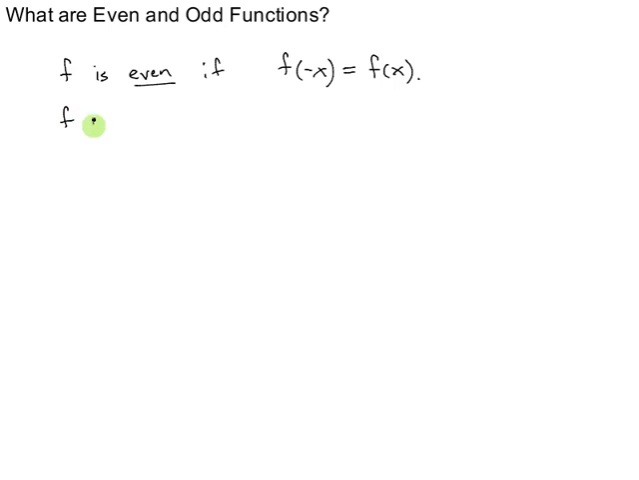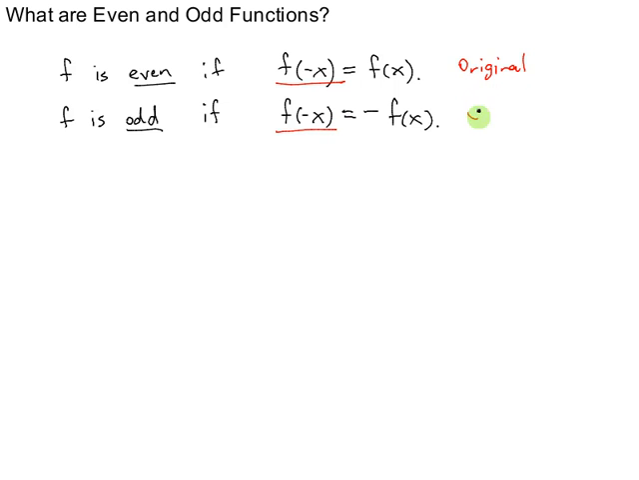f is an odd function, and these are not like even and odd numbers, okay? These definitions apply to functions. f is odd if, when you plug in negative x to the function, you get the opposite of the original function. So here, you get the original function back when you look at f of negative x, and here, you get the opposite of the original function, meaning multiplied by -1.